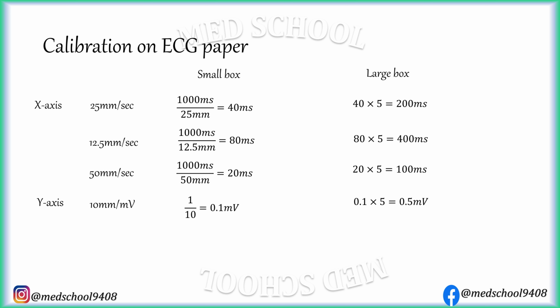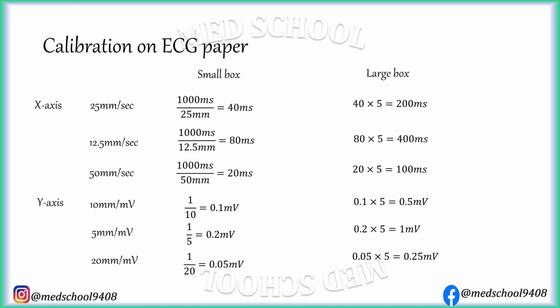When calibration on y-axis is changed to 5 mm per millivolt, one small box represents 0.2 millivolt and one large box represents 1 millivolt. When calibration on y-axis is changed to 20 mm per millivolt, then one small box represents 0.05 millivolt and one large box represents 0.25 millivolt.